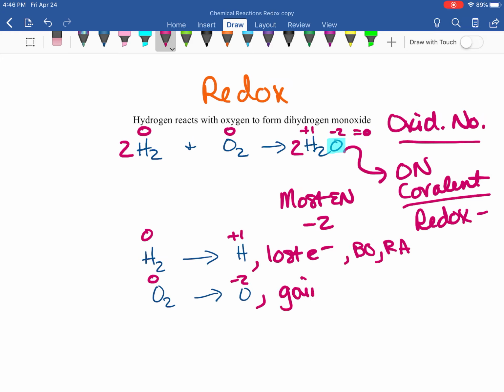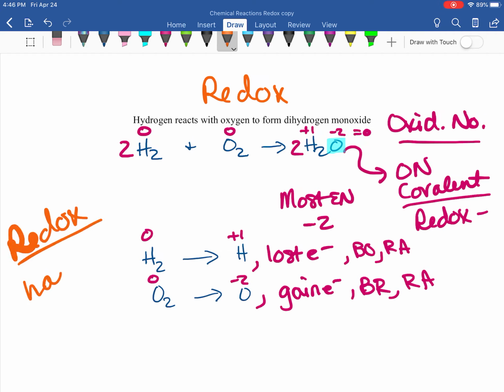Okay, I love it. All right, what's the partner to that? Oxygen. Our oxygen went from a 0 to a -2, so it had to gain electrons to do that. Anytime you gain electrons, you are being reduced and you are the reducing agent. Okay, I love it. So this is absolutely a redox, and these are your half cells.